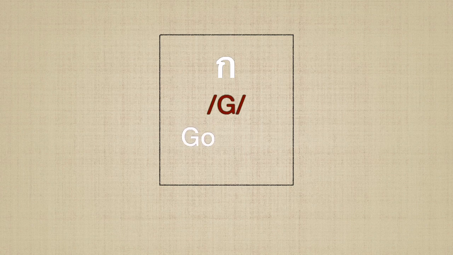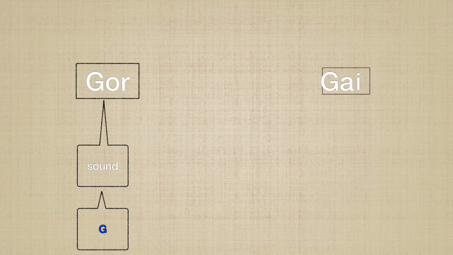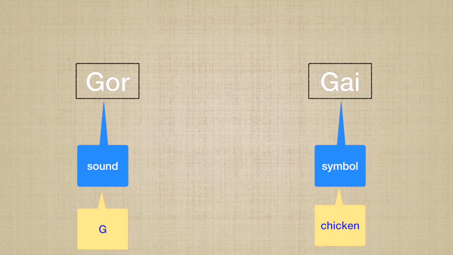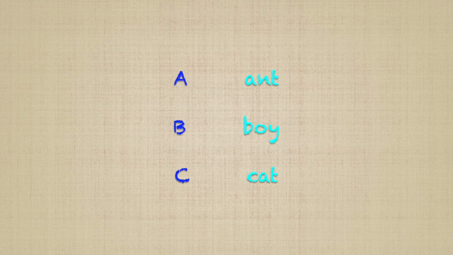This is an example of the consonant symbol in Thai alphabets. กอไก่. Gõ is the first consonant sound. Let us know the sound of G. Gai. The following one is gai as a symbol of a chicken. This is the same thing in English when you read English alphabets with a symbol like A ant, B boy, and C cat.